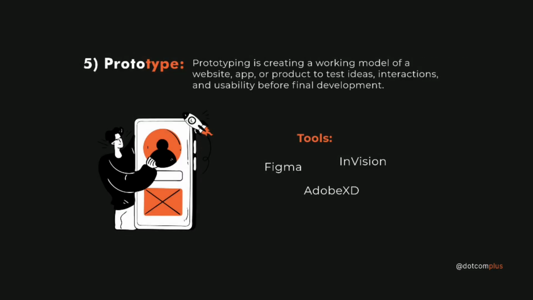The fifth step is prototype. Prototyping is creating a working model of a website, app, or product to test ideas, interactions, and usability before final development. We can use tools like Figma, InVision, or Adobe XD for prototyping.